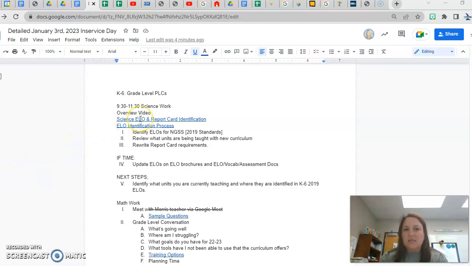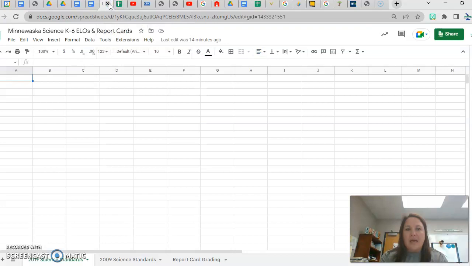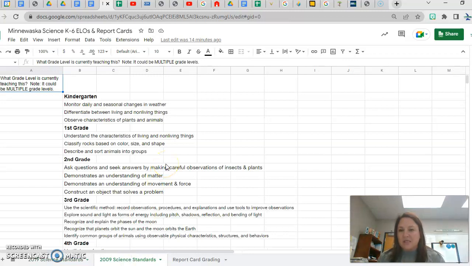I'm going to bring you up to a document that's right here. You're going to identify the science standards based on the Next Generation Science Standards that I will link into the document I just showed you. With the 2009 standards, you did this work with me. You can see what kindergarten has, first grade, second grade, and these are the things that are probably still on your report card or something similar. So you can see what that looked like then.